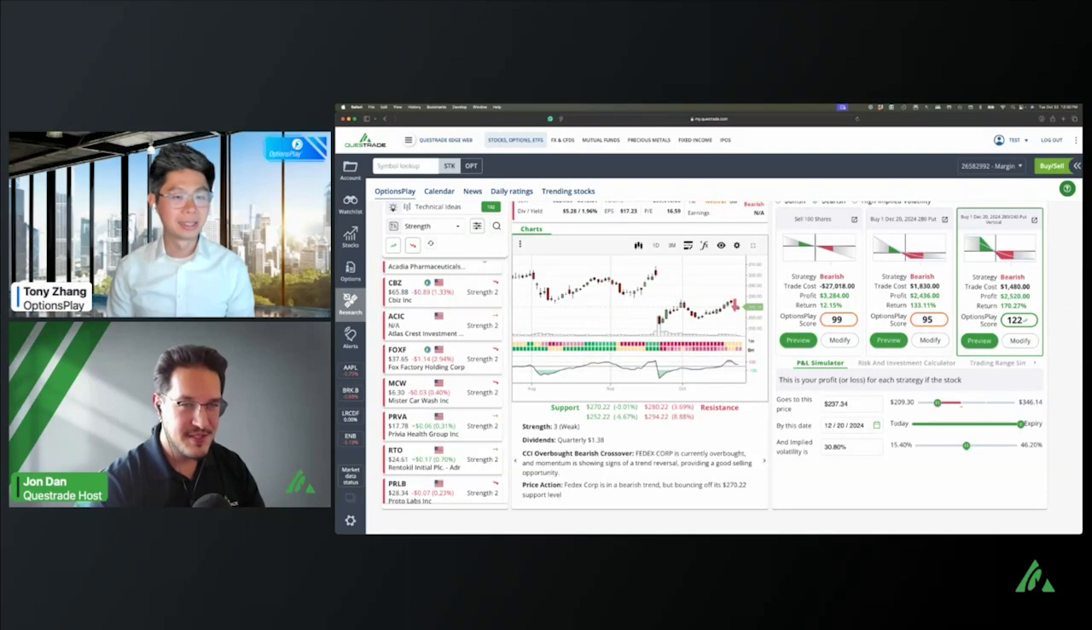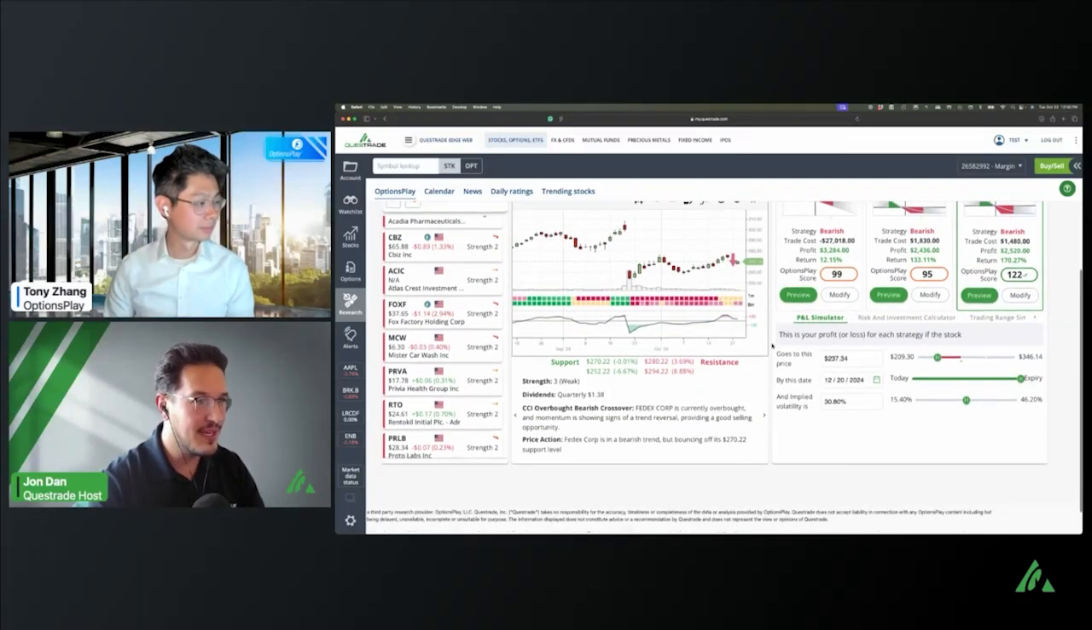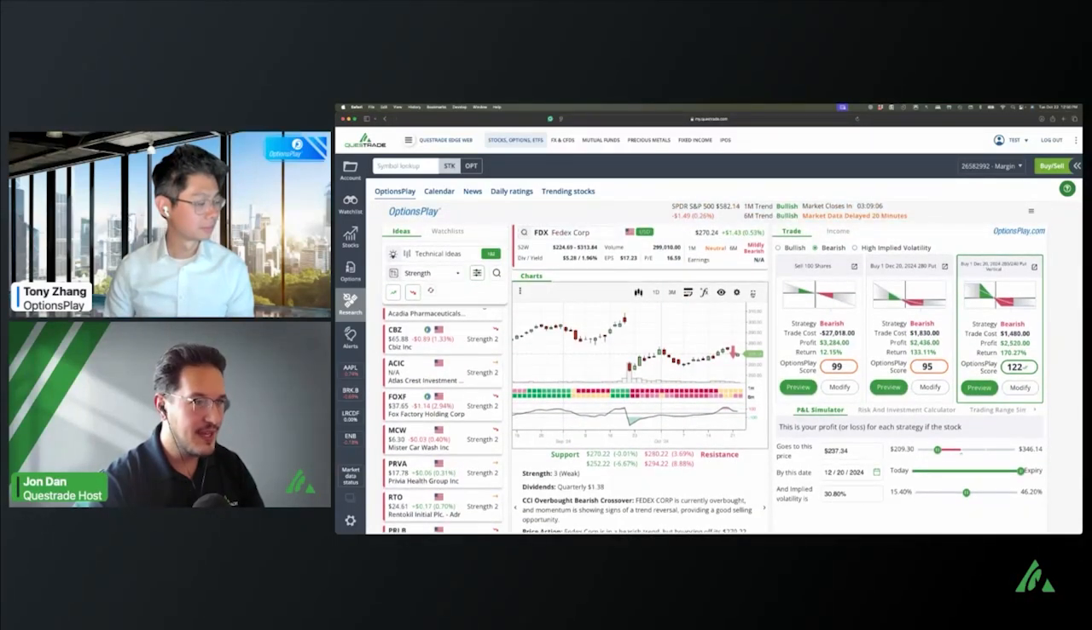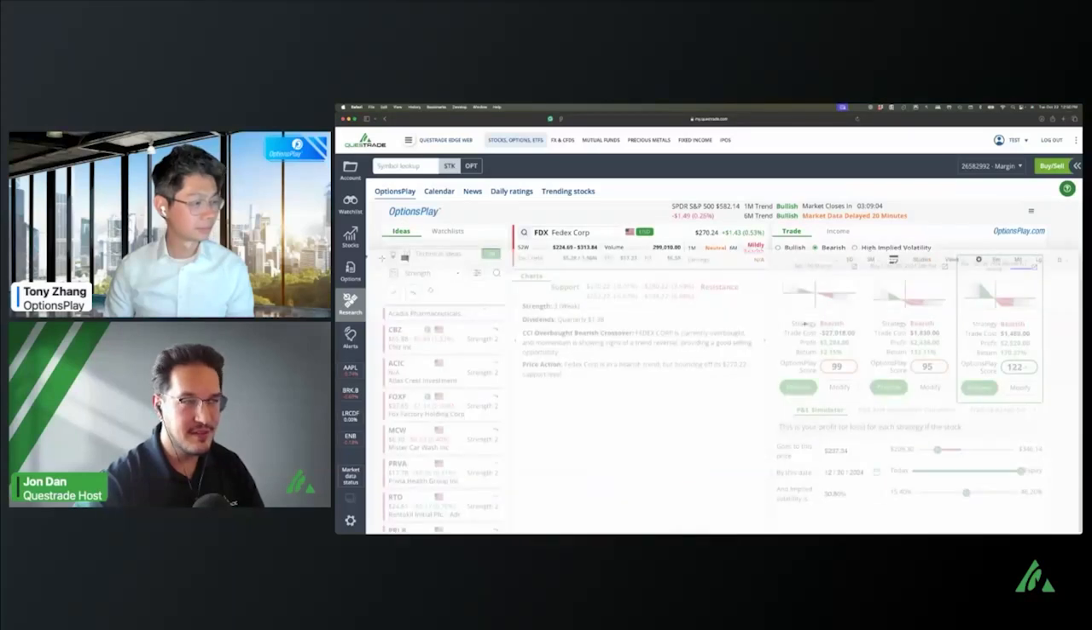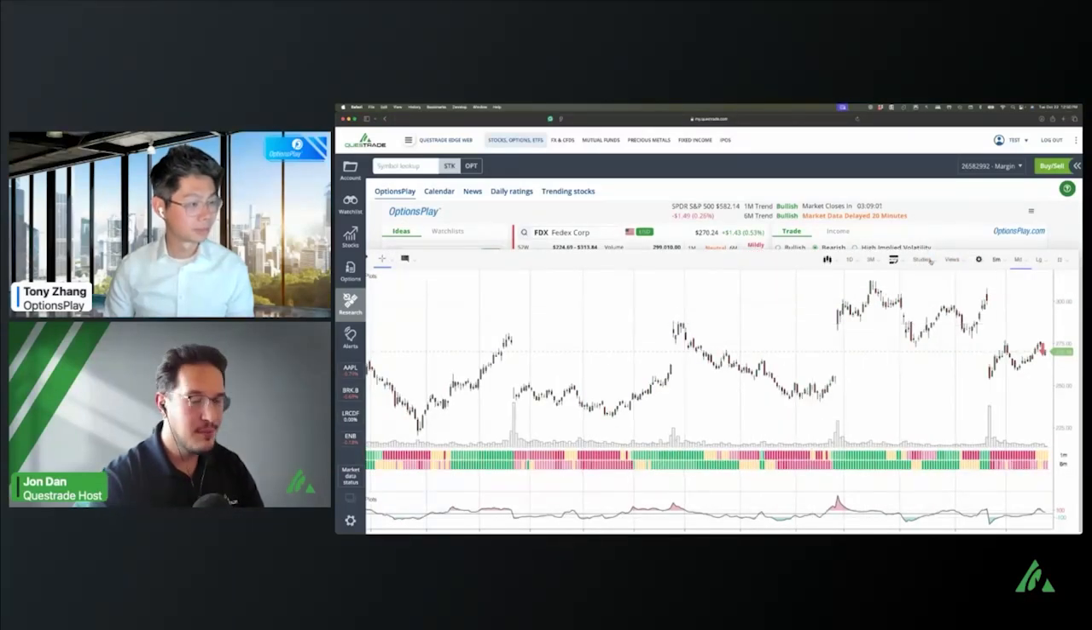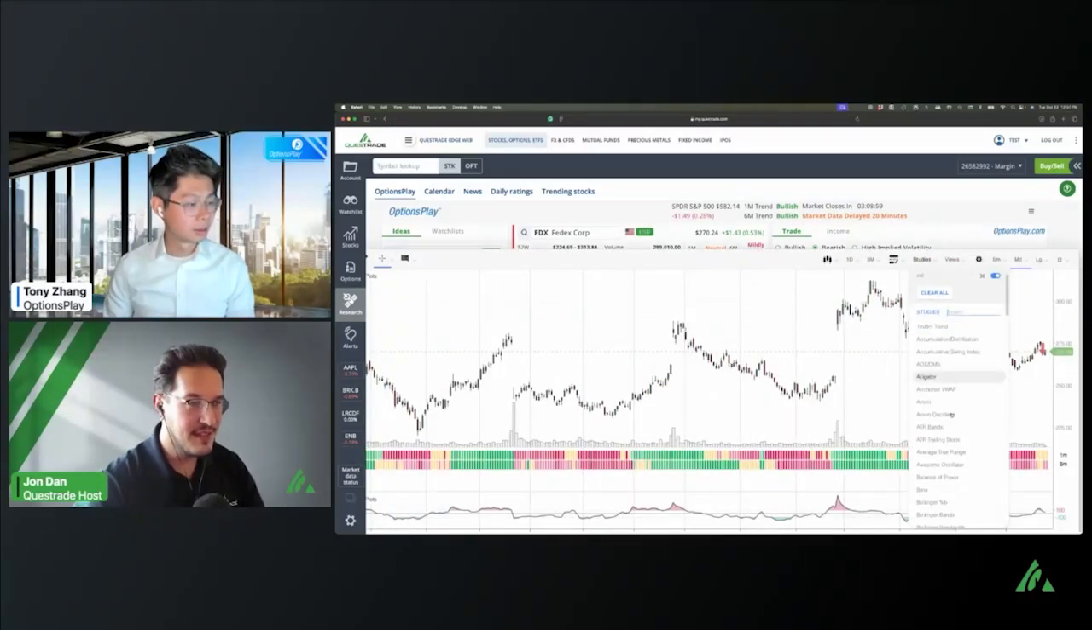Maybe a follow-up question, since technicals have come up a couple times in the Q&A, and that's to do with the chart in the middle here. Let's say I'm looking at these options play ideas and I want to do a little bit more of a deep dive on that chart. Is it possible to add additional technical indicators, things like moving averages or maybe a MACD and different kinds of studies on that?